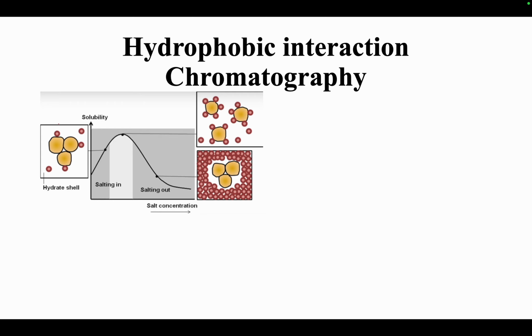Next, we move on to hydrophobic interaction chromatography. So what is this hydrophobic interaction chromatography? The protein is folded in such a way that all the hydrophobic patches or hydrophobic interactions are inside the core of the protein, whereas all the polar interactions are present on the outside of the protein. All the hydrophobic interactions are inside the core, and the polar groups or polar residues are present outside the protein. So this is how the protein is folded.